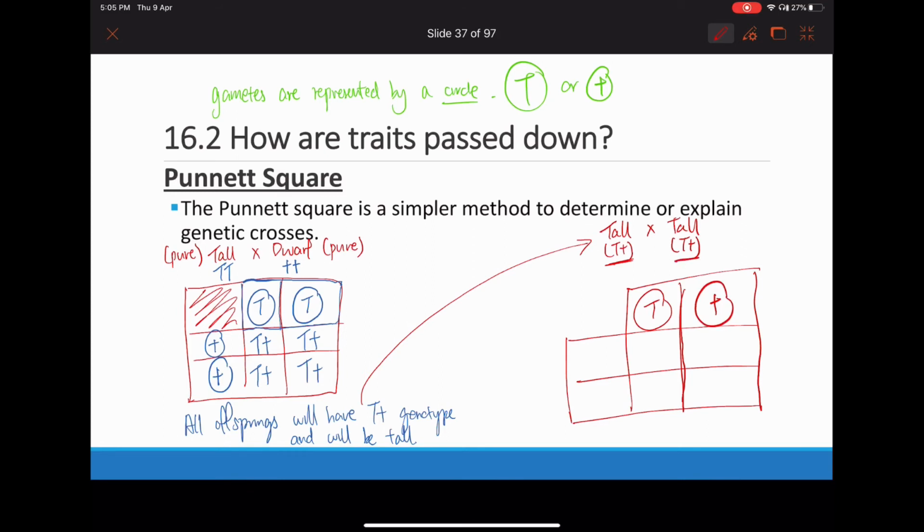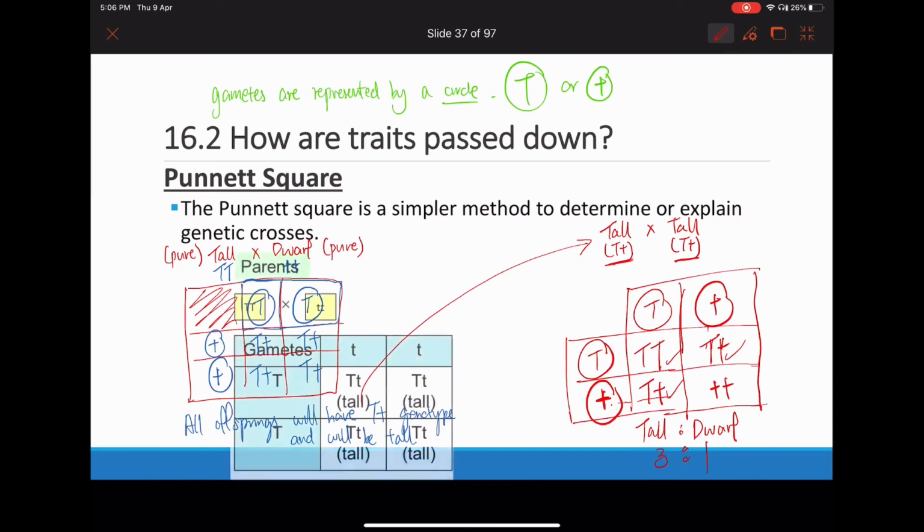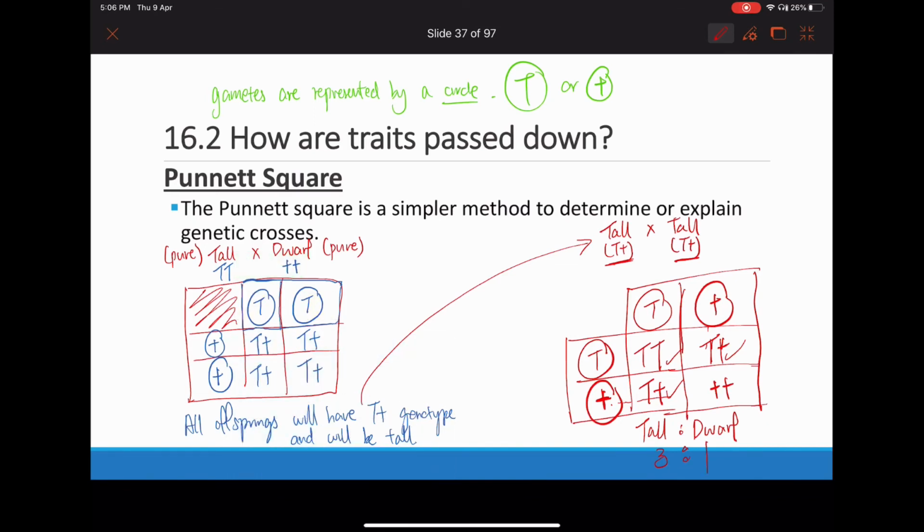From this one, I can also have a big T allele and a small t allele. When they fuse together, I can end up with big T, big T, small t, big T, small t. Or if I look at this combination, I can end up with a small t, small t. So through this, likewise, like what I did just now in the genetic diagram, I can also tell that the tall plant to the dwarf plant is a ratio of 3:1. So that's what we can use the Punnett Square to help you with.